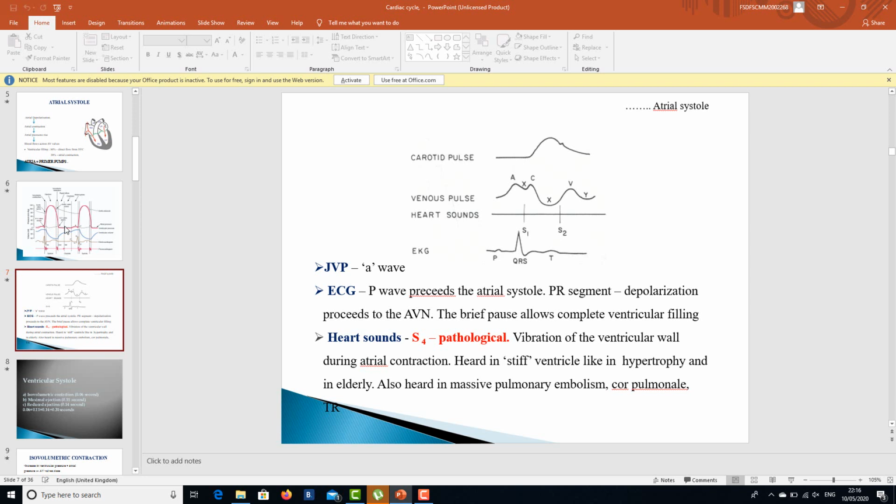Then heart sound S4, which is the pathological one, the vibration of the ventricular wall during atrial contraction. It is heard in stiff ventricles like in hypertrophy and in elderly. Also, it can be heard in conditions like massive pulmonary embolism or cor pulmonale.